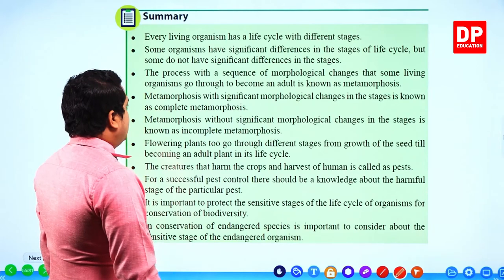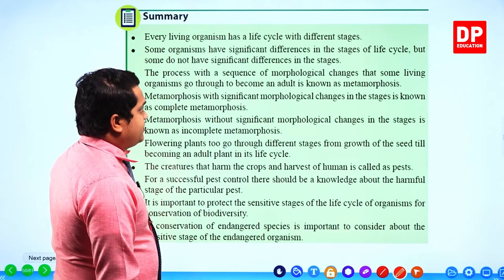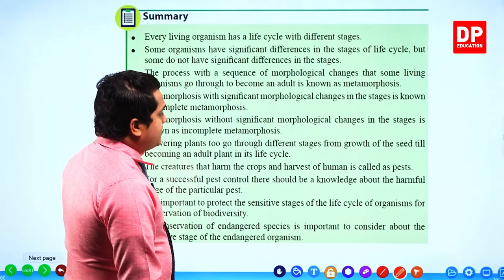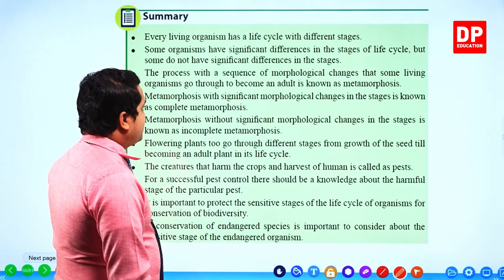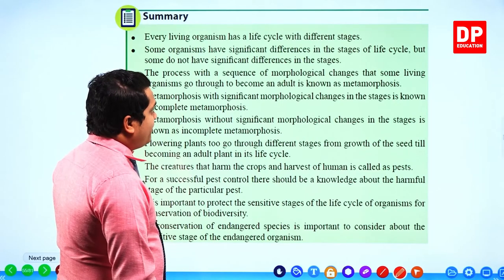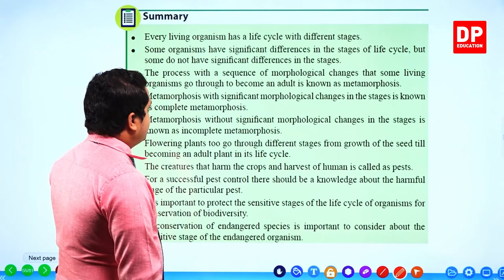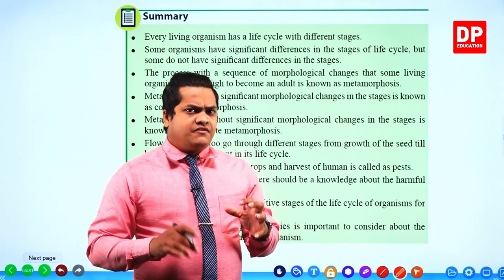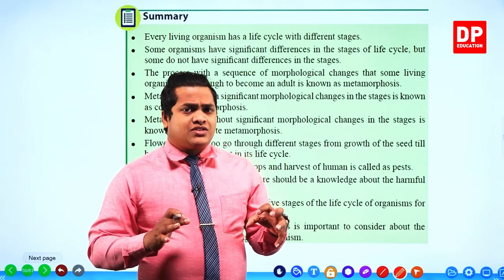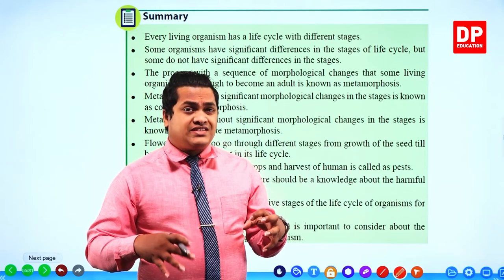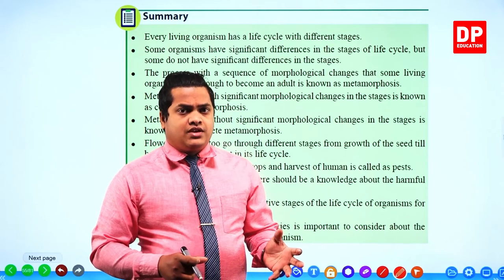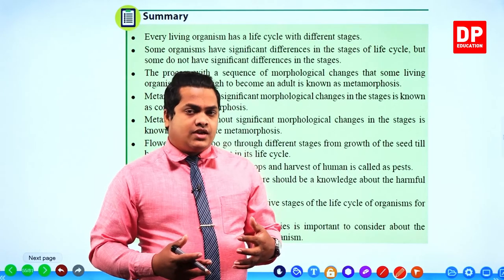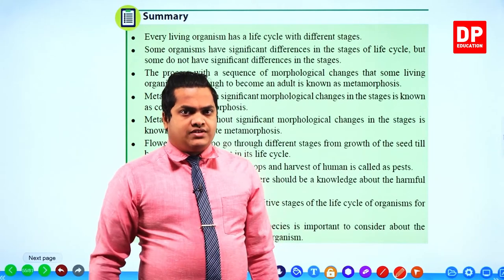Then the next one: the process with a sequence of morphological changes that some living organisms go through to become an adult is known as metamorphosis. So, if a certain organism goes through several stage changes, with dramatic or significant changes within their stages, then that kind of one is referred to as metamorphosis, okay?